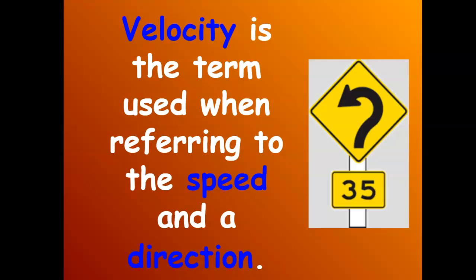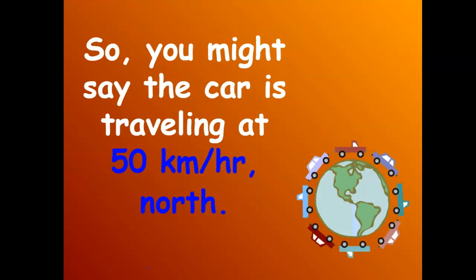Velocity is similar to speed. It is actually speed with a direction. That is the only difference. There must be a direction. So if we think about it, the car could be traveling 50 kilometers per hour, and that would be its speed. But if it's traveling 50 kilometers per hour north, now we're talking about its velocity, so speed with a direction.